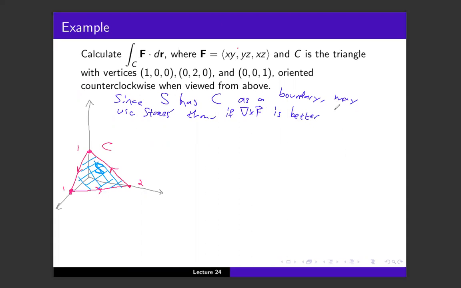So what I mean by that is if you actually take the curl and it's a better vector field. Because it can happen that you can take the derivative of a vector field and it's a worse and uglier vector field than you had before, in which case, obviously, you don't want to use Stokes' theorem if your curl is making your vector field even worse. But let's see if it is in this case. Let's actually calculate the curl of this vector field. And what do we find?